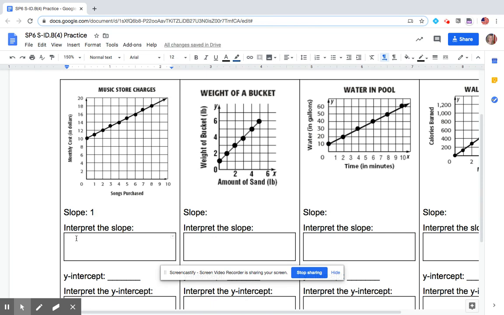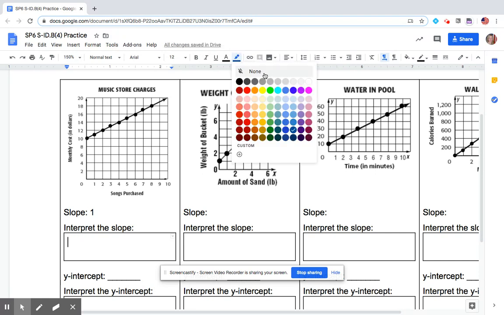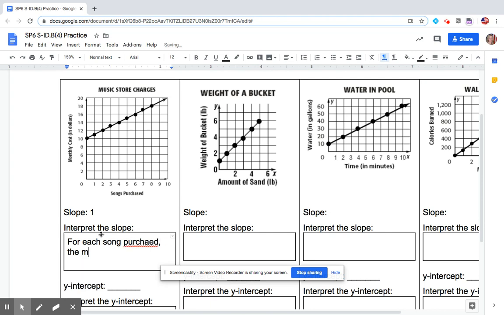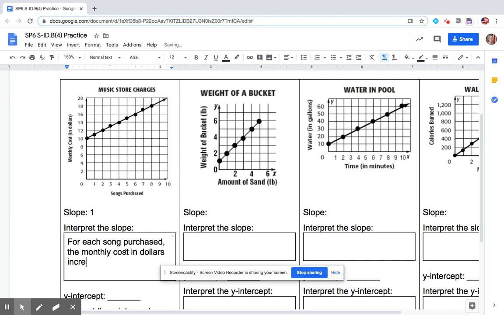And what is the interpretation of this slope? Remember, slope is rise over run. The rise is monthly cost in dollars. So we're going to say for each song purchased, the monthly cost in dollars increases by 1 because it's up 2 over 2.